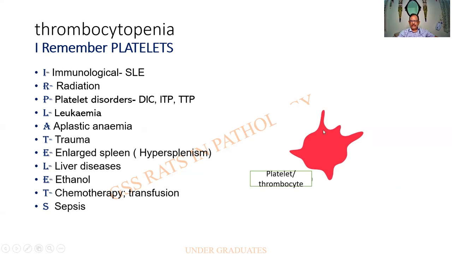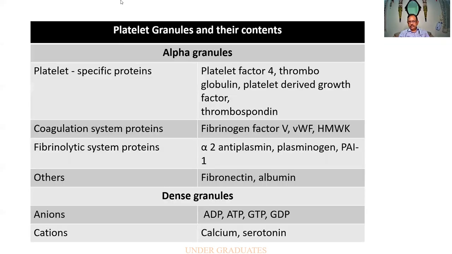This incidentally is how a platelet looks. It is not as bland as we are seeing. It will be active with multiple processes, and this indicates that. Look at this one. These are the granules that are found in the platelets. Remember the alpha granules and the dense granules. Sometimes you can get difficult MCQs, so it is better that we go through this. These are the specific proteins which are there: platelet specific proteins, coagulation system proteins, fibrinolytic proteins. And these are the components of these.